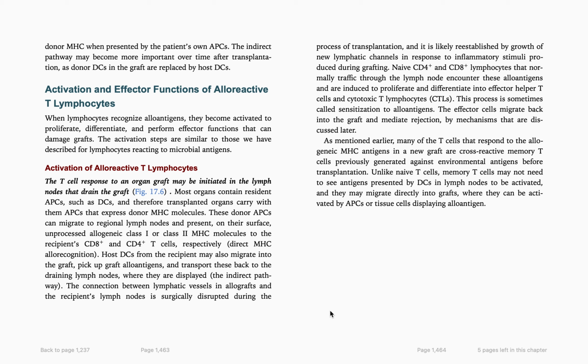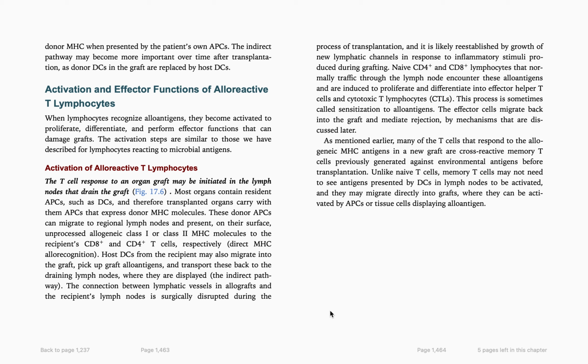Direct MHC allorecognition. Host dendritic cells from the recipient may also migrate to the graft, pick up graft alloantigens and transport these back to the draining lymph nodes, where they are displayed by the indirect pathway. The connection between lymphatic vessels in the allograft and recipient lymph nodes is surgically disrupted during the process of transplantation, and it is likely reestablished by growth of new lymphatic channels in response to inflammatory stimuli produced during grafting.